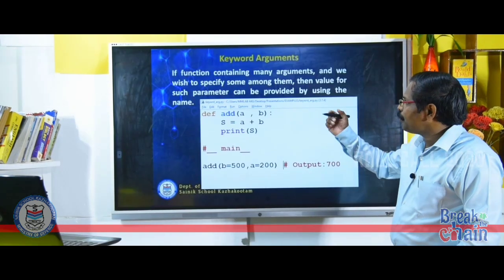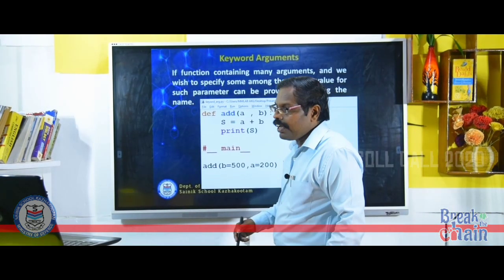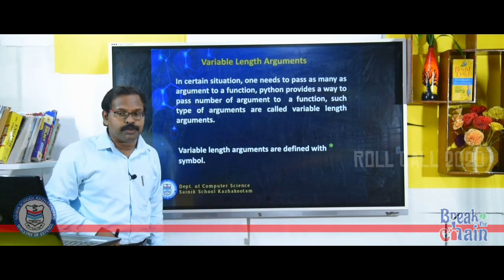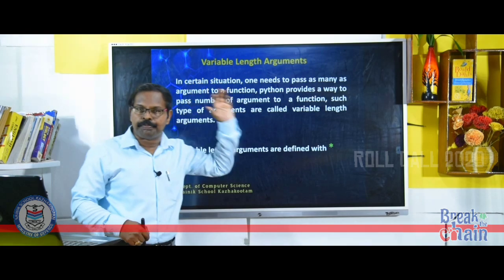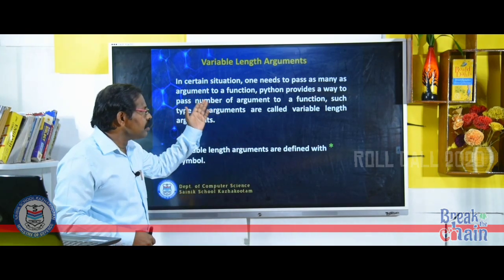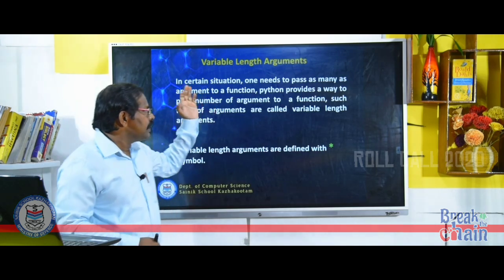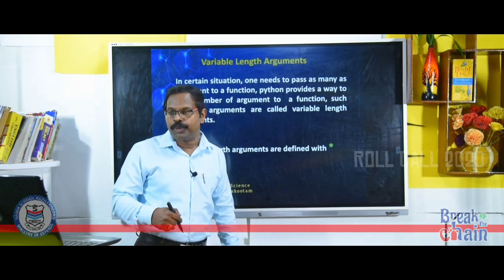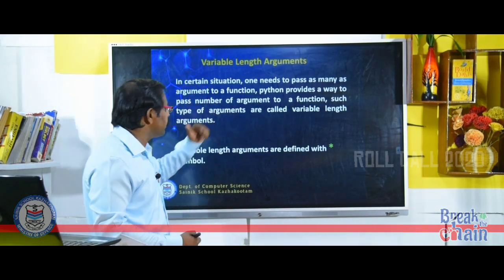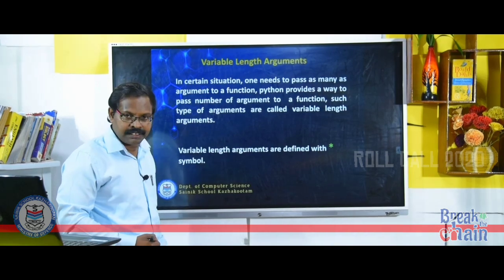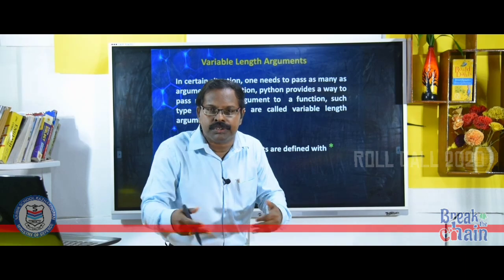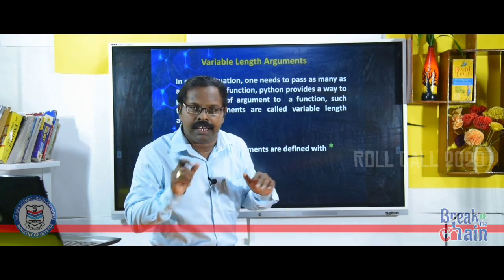The next type of arguments are variable length arguments. You look here on the screen. In certain situations, one needs to pass as many arguments to a function. Python provides a way to pass any number of arguments to a function. Such type of arguments are called variable length arguments. I hope you understood what I said. Simple thing, to a single argument, any number of values you can pass. So that is the use of variable length arguments.